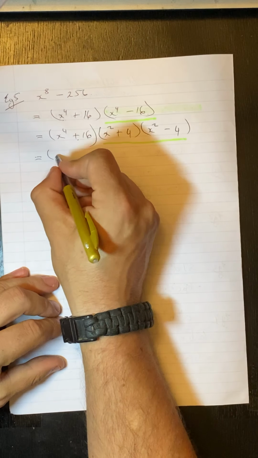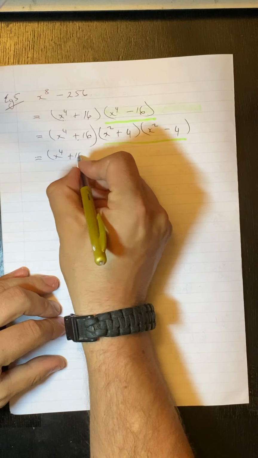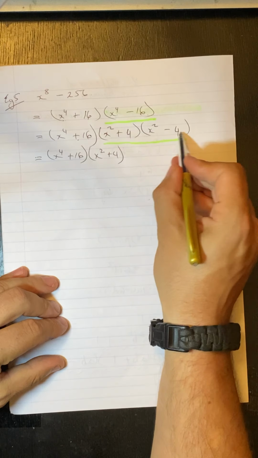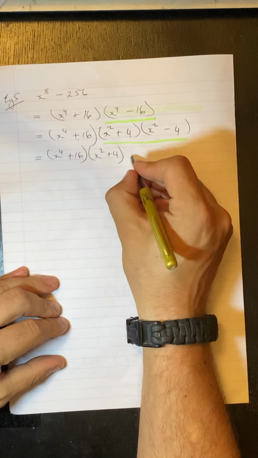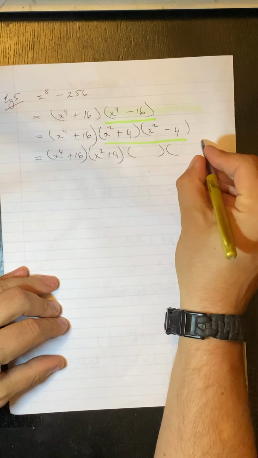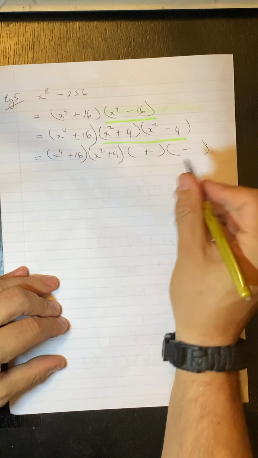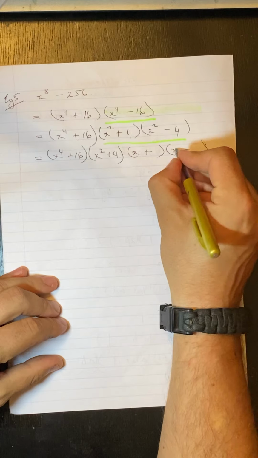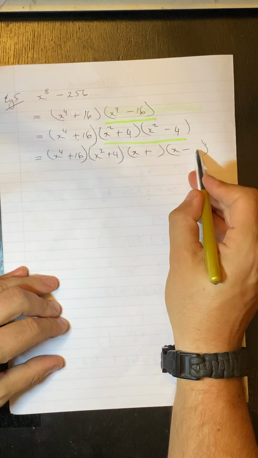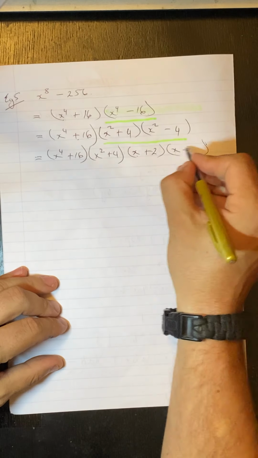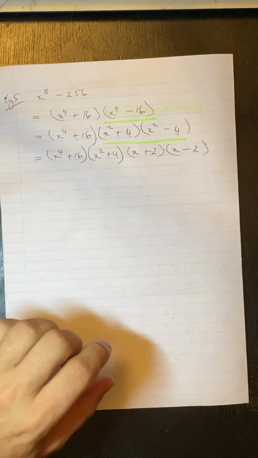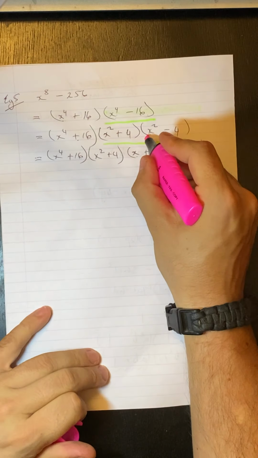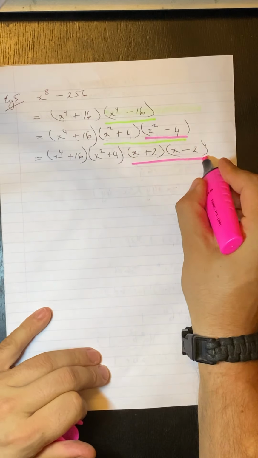So I leave this one. I leave that one. And I'm going to factorize this last one over here. Plus, minus. What times what gives you x squared? It's x and x. What times what gives you 4? It's 2 and 2. So I factorize this one from there.